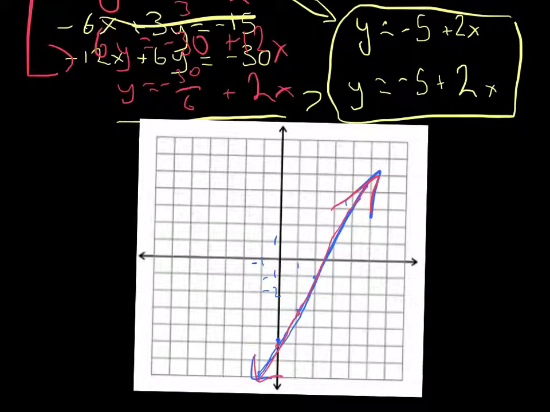So when we look at where the red line and the blue line cross, they cross in an infinite number of spots, because for every x and y value on the red line, it's the same x and y value on the blue line.